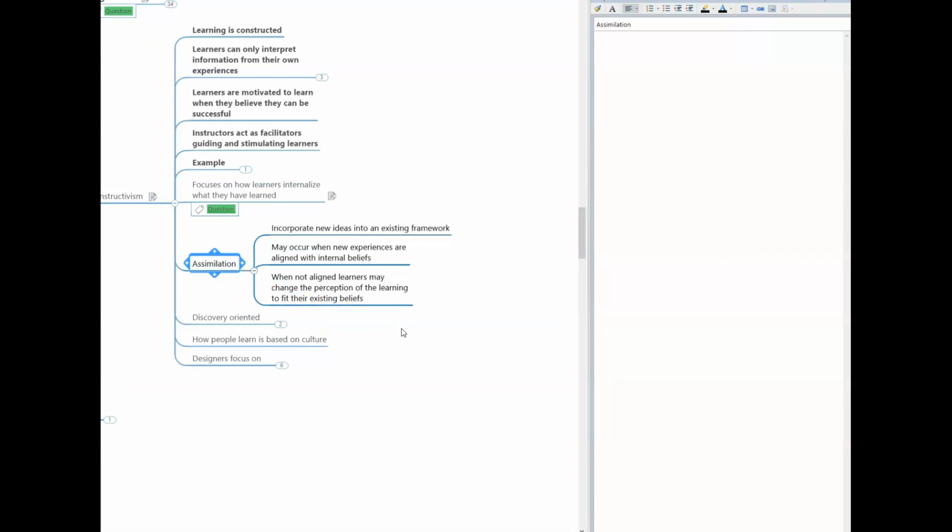Assimilation incorporates new ideas into an existing framework, may occur when new experiences are aligned with internal beliefs, and when not aligned, may change the perception of the learning to fit into existing beliefs. It's discovery-oriented, connected to what they might experience in the real world, including issues and difficulties. People learn based on their culture, and designers need to focus on making learners responsible for learning, using experiential learning activities, focusing on facilitator roles by guiding and stimulating learning, having real-world relevance, providing opportunities to collaborate, and allowing for a variety of outcomes.